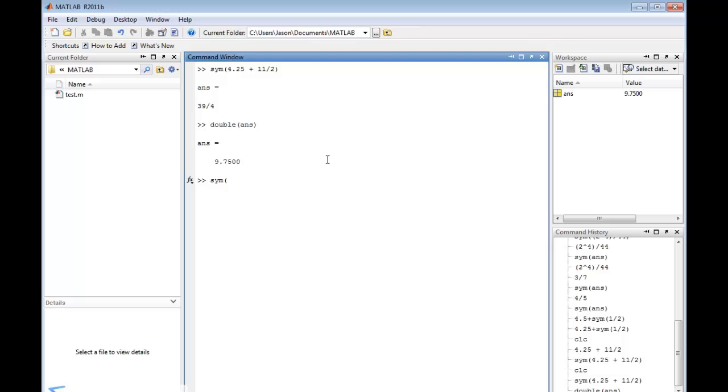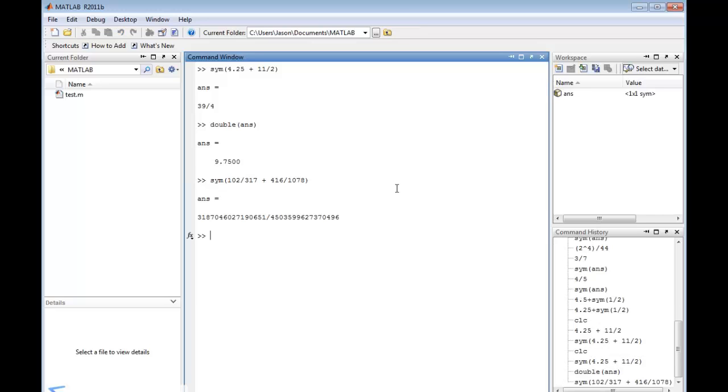Anytime you're doing some arithmetic, let's say 102 divided by 317, 416 divided by 1078. Let's do something that's not so easy to do by hand. So I'm taking a sym, I'm adding these two giant fractions together. MATLAB is going to give me this very large fraction. Look at this very large numerator, this very large denominator. Okay, that's wonderful, but that's not very compact.